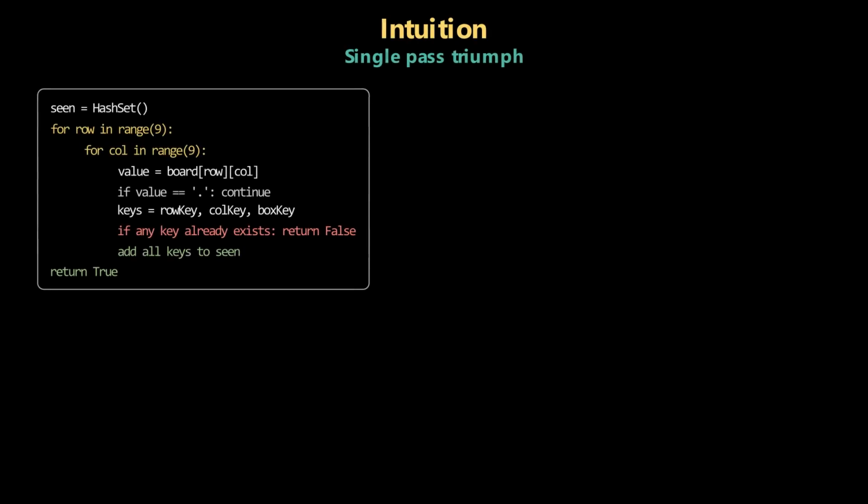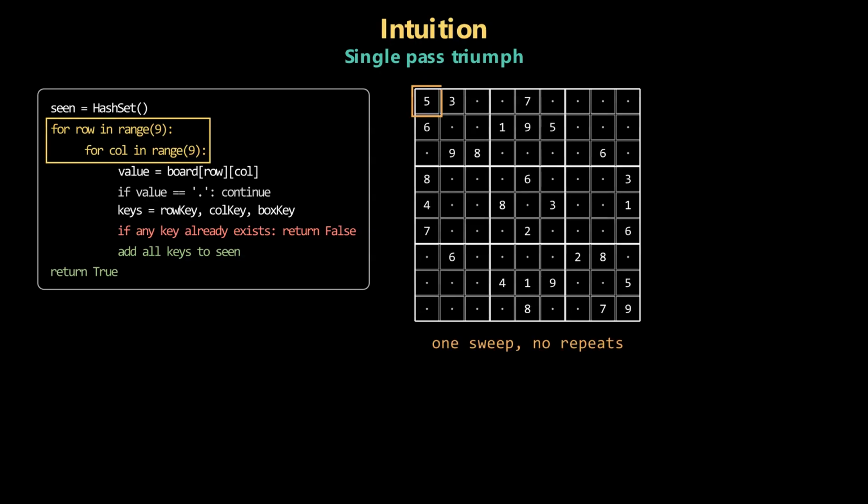By encoding our constraints into clear, descriptive strings, we reduce a terrifying mountain of conditional checks into a single, elegant pass. We scan the grid exactly once, filter out the blank cells, and let our hash set police the rest, delivering a perfect Sudoku validator with absolute maximum code readability.